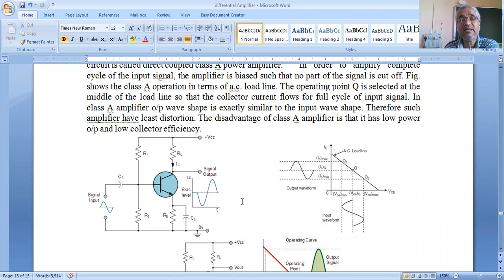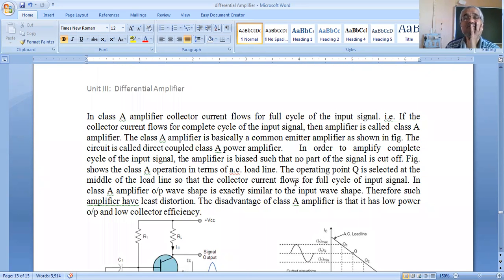So in this way, class A amplifier means the collector current flows for both half cycles of the input signal. Remember one thing. In class A amplifier, collector current flows for full cycle of the input signal. This sentence is very important. In class A amplifier, collector current flows for full cycle of the input signal.